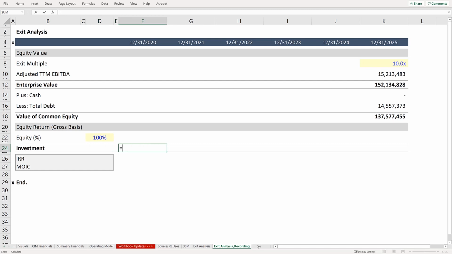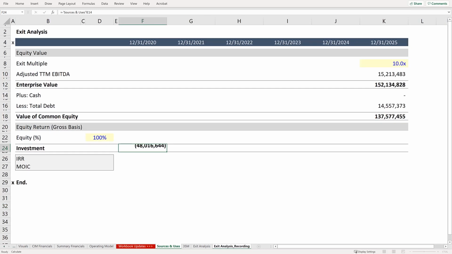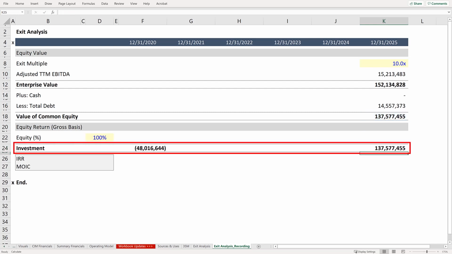So how do we calculate returns? In the row labeled investment, the initial equity investment is included as a cash outflow, or negative value, which we will pull from the sources and uses table. Next, we will include the value of the common equity as a cash inflow in the exit year. This puts the investment and the proceeds realized from making that investment in the same row, which is important for the return calcs that follow.